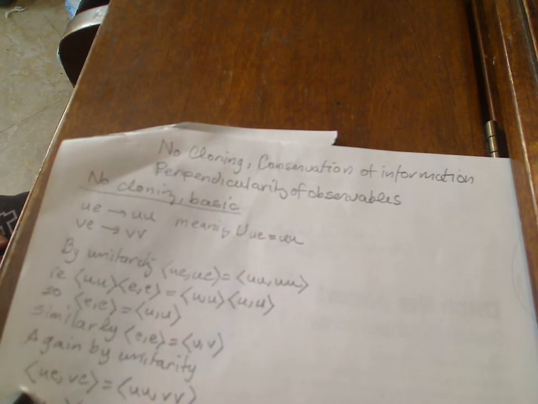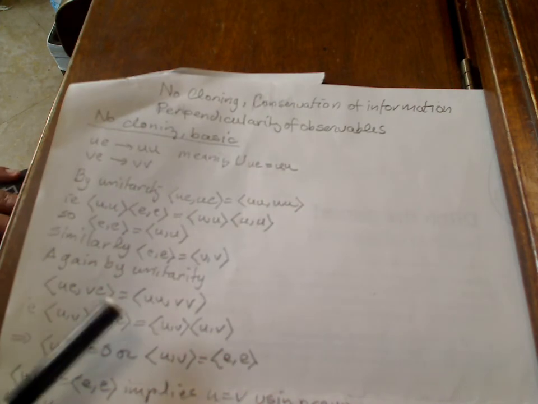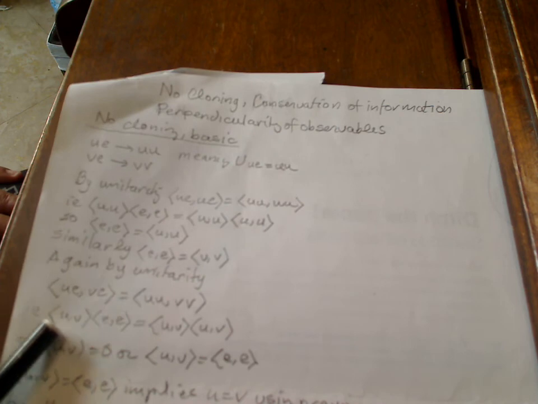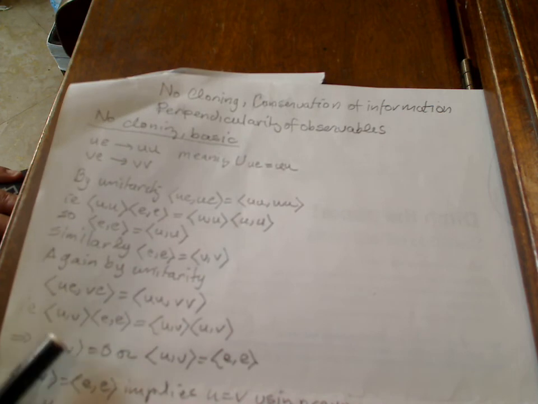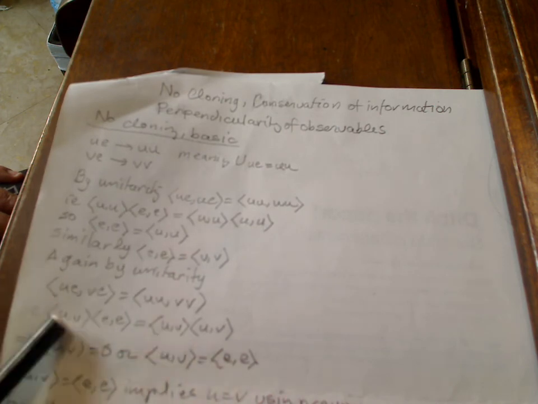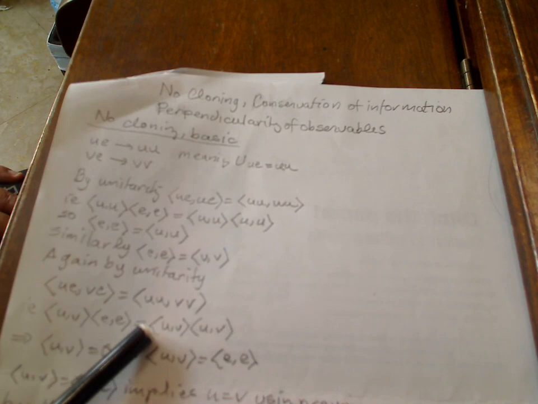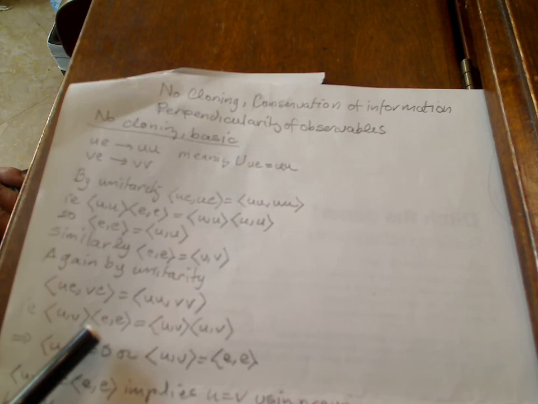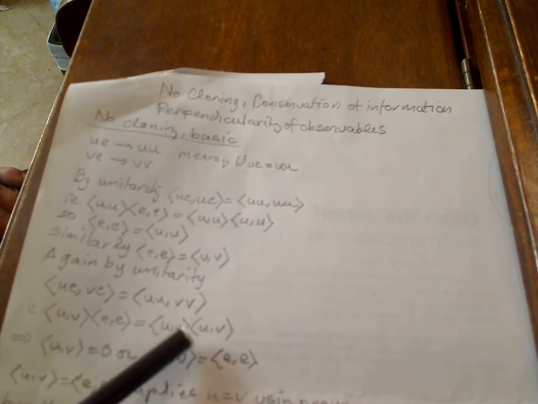Now again, by unitarity, the inner product of this with the one below ought to be the same as the inner product of UU with VV. So we have UE inner product VE is equal to UU inner product VV, and by the splitting of the inner product, just like we did up there, UV times EE is equal to UV times UV. Now this UV may be 0; we don't know that. So there are our options: either U comma V is equal to 0, or else EE is equal to UV.